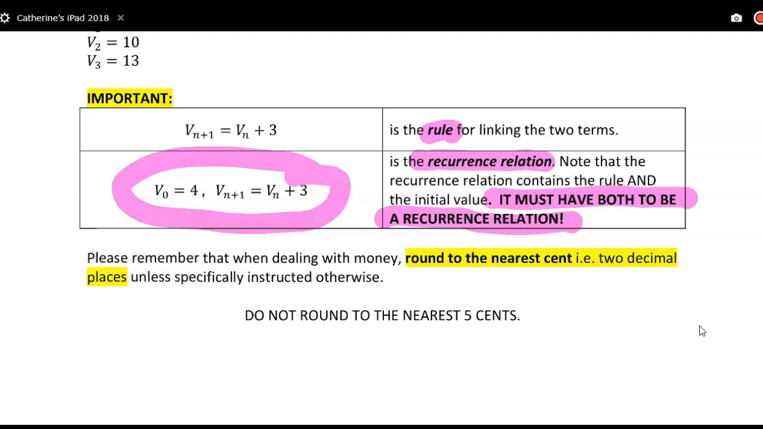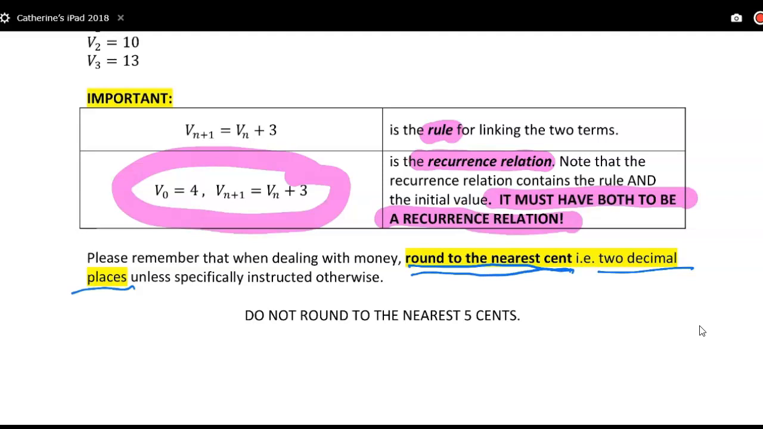Now, something else I'd like to say now, and I'm going to say it repeatedly, that we are dealing with money throughout this topic. So, when dealing with money, we always round to the nearest cent, so 2 decimal places, unless we're told otherwise. Okay, so don't think about it in the physical money sense, where we've only got the 5 and 10 cent coins. You always round to the nearest cent.